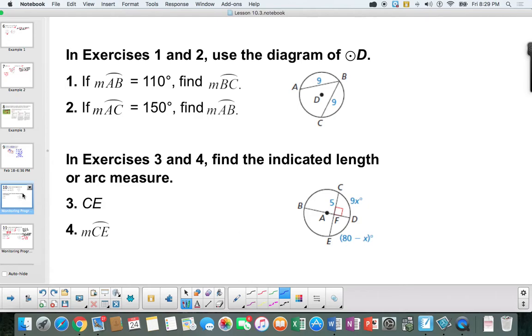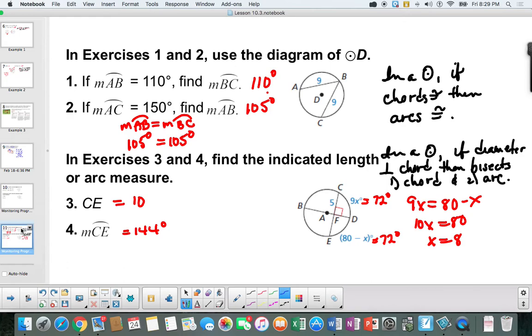All right, your turn. Go ahead and stop the screencast and see what you can do. Here are the answers. I tried to write the theorems out here as well that you're using.